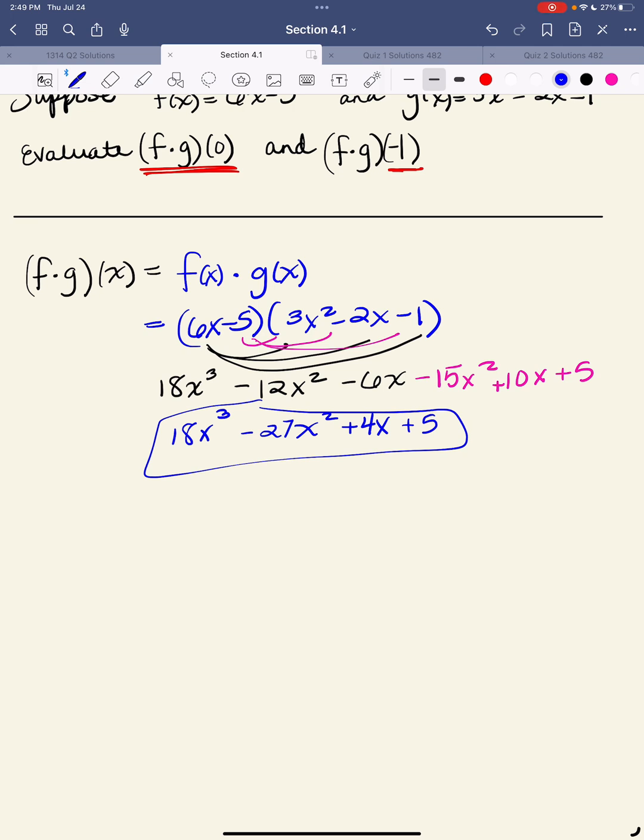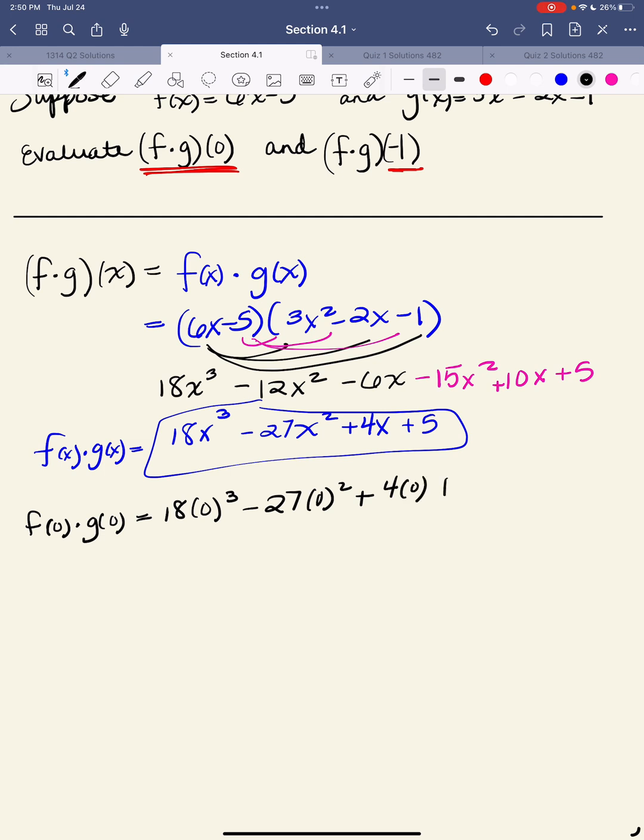Now let's go ahead and evaluate that. We've got f of g, let's write it as f of x times g of x equals this here. Now, if I want f of 0 times g of 0, I'm just going to substitute into x 0. So here's a 0. Everywhere I see an x, we know that it's just going to cancel out these terms because it's 0 and just give me 5.